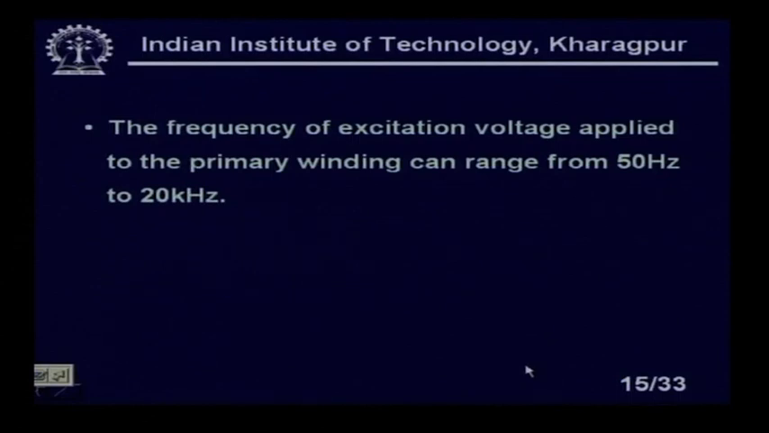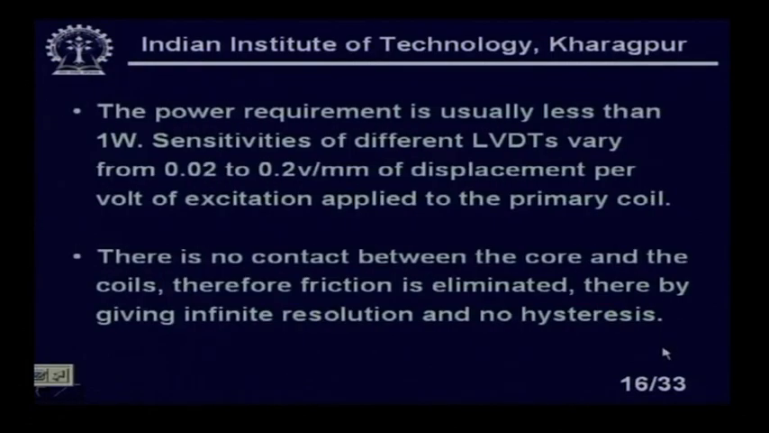The frequency of excitation voltage applied to the primary winding can range from 50 hertz to 20 kilohertz. The power requirement is usually less than 1 watt, and the sensitivities of different LVDTs vary from 0.02 to 0.2 volt per millimeter of displacement per volt of excitation applied to the primary coil. This is typical sensitivity; they are very sensitive devices.